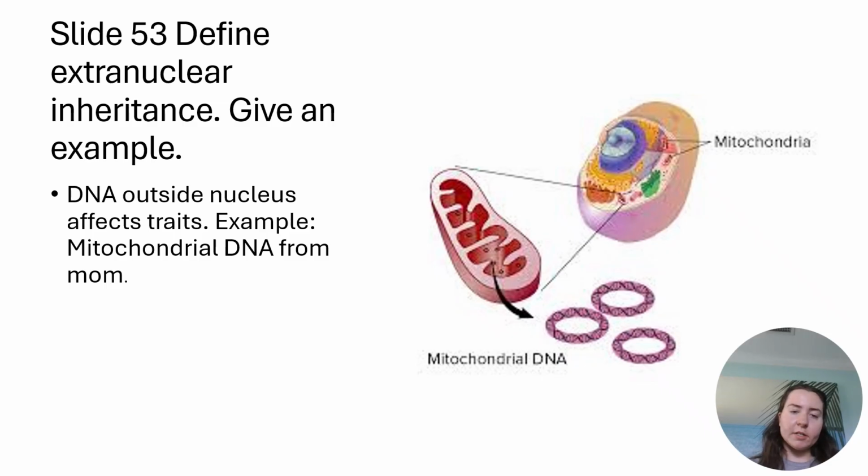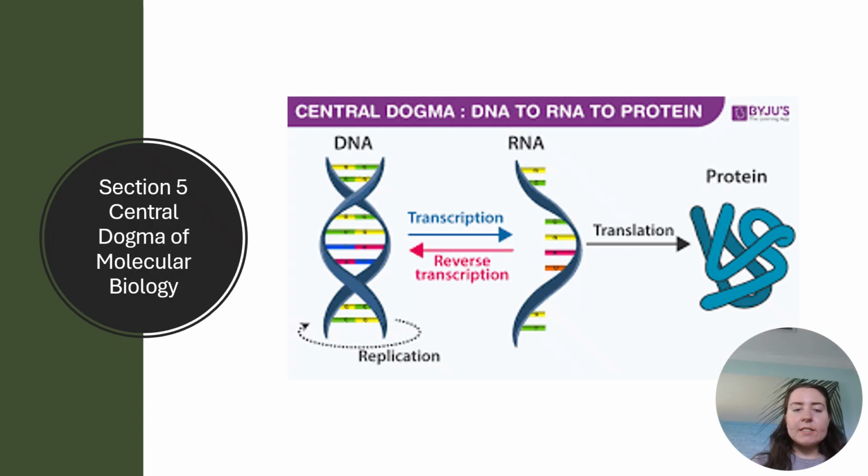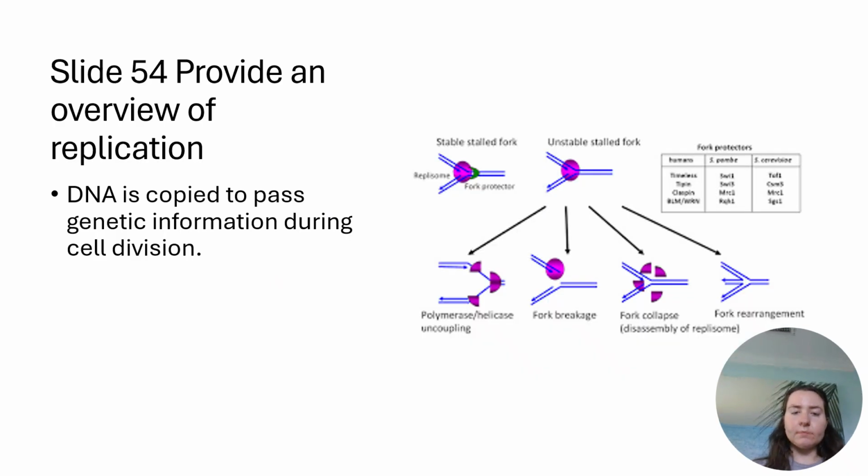53. Define extranuclear inheritance. Give an example. DNA outside the nucleus affects traits. Example, mitochondrial DNA from the mom. There's the mitochondrial DNA and the mitochondria. Section 5, central dogma of molecular biology.